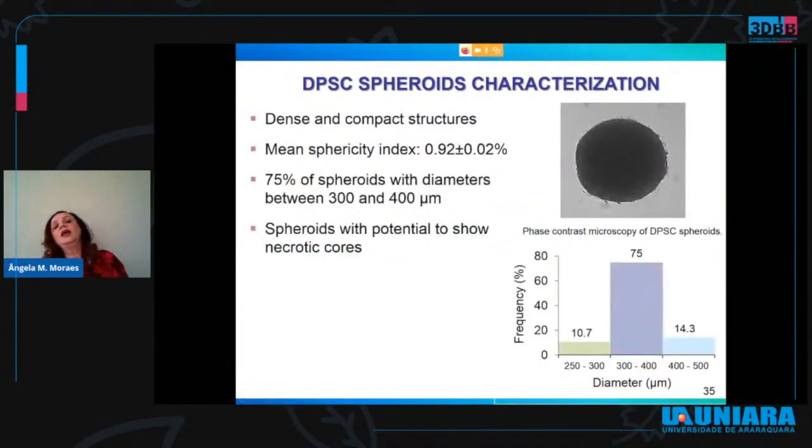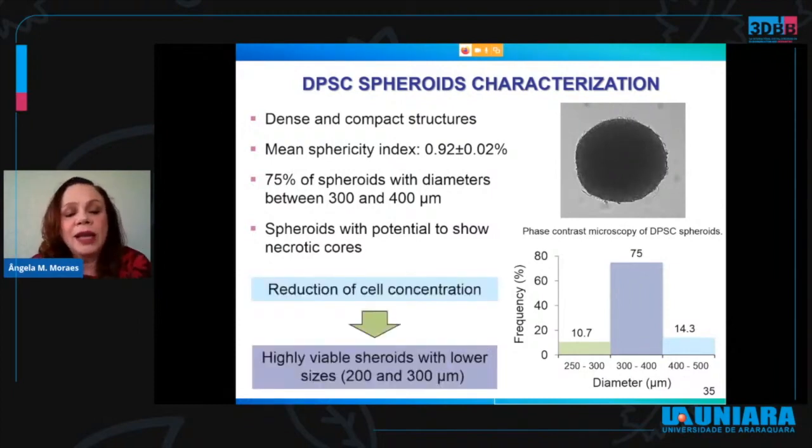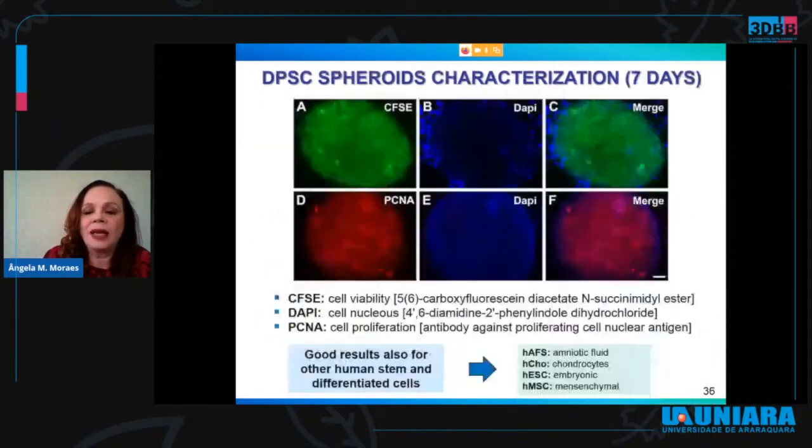casts. In fact, we observed that we obtained very dense and compact structures with a mean sphericity around 92%. We obtained 75% of the spheroids in diameters from 300 to 400 micrometers. And these would show us that the spheroids had the potential to show necrotic cores. Because of that, we reduced cell concentration, and then we were able to achieve very highly viable spheroids with lower size in the range of 200 to 300 micrometers.